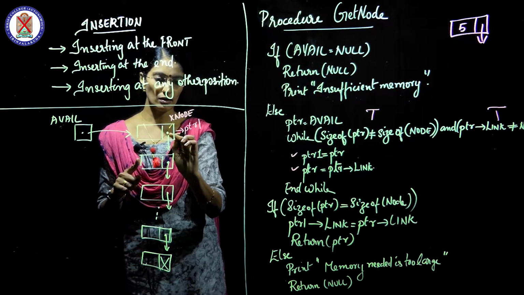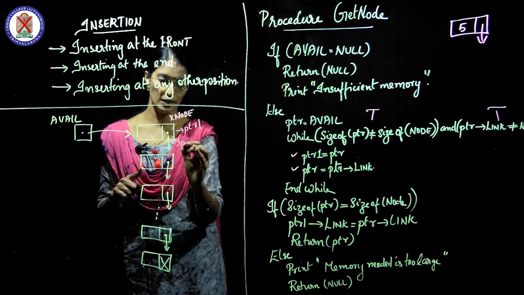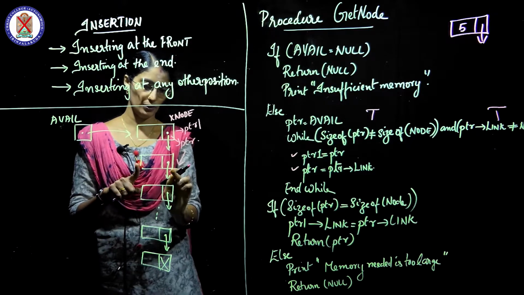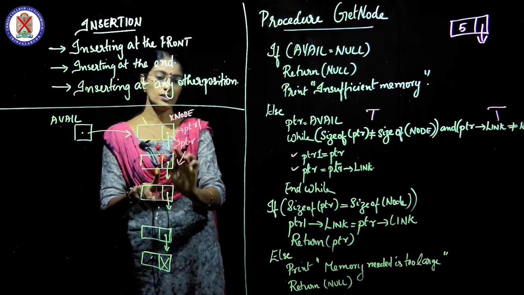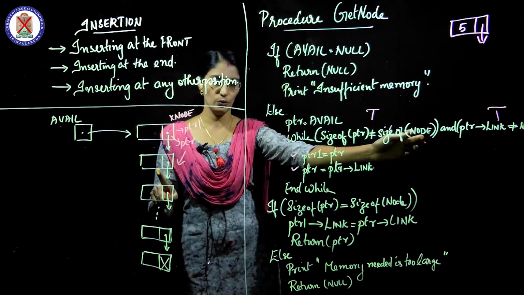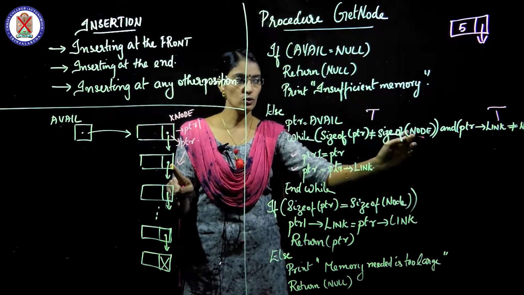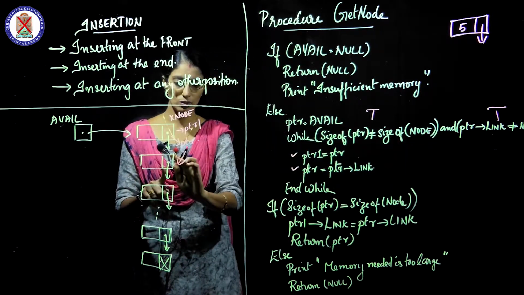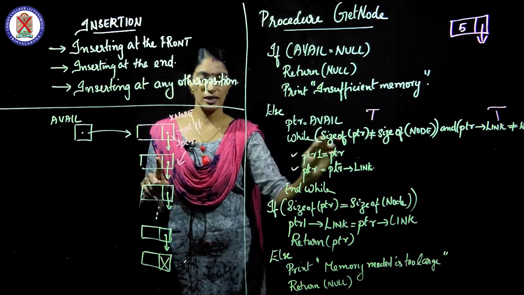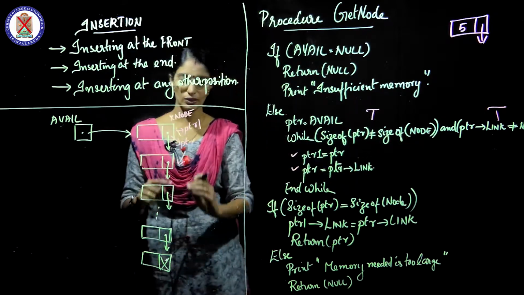So PTR of link is this part, and that value is given to PTR. That means now PTR will be pointing to the second node. Then it checks for the second condition: is the size of this PTR equal to size of node, and is the link part of this node null? Suppose the link part is not null, that part is true, and suppose the size of this PTR is not equal to the size of node. Then it goes for the next iteration.